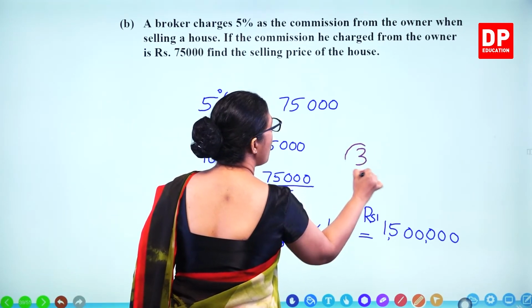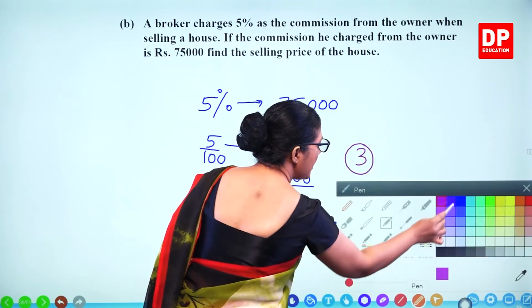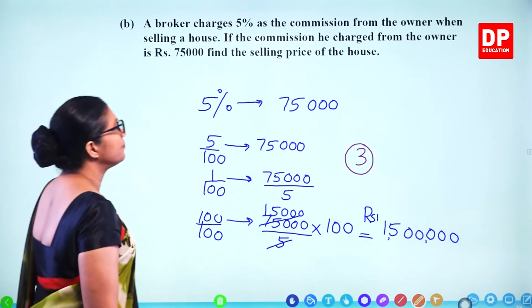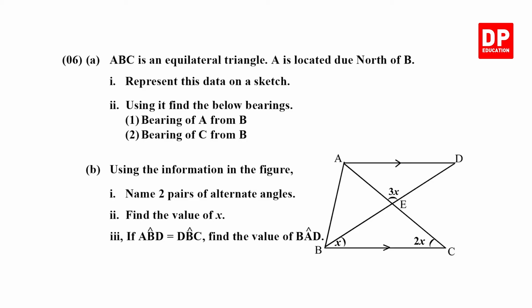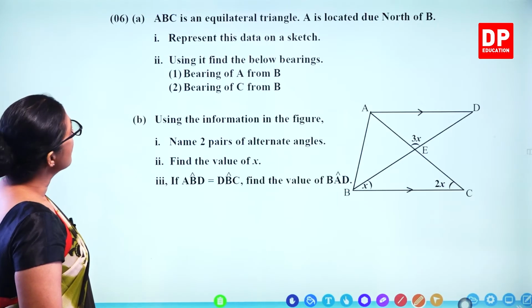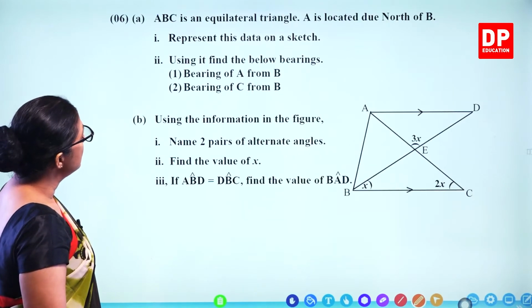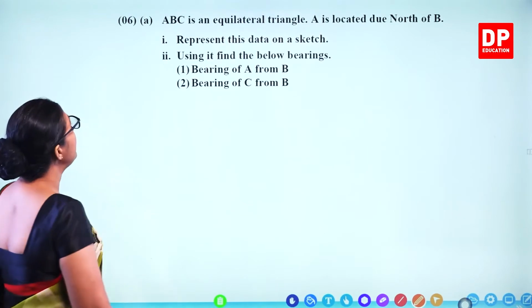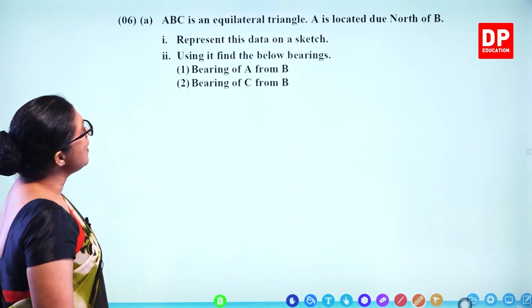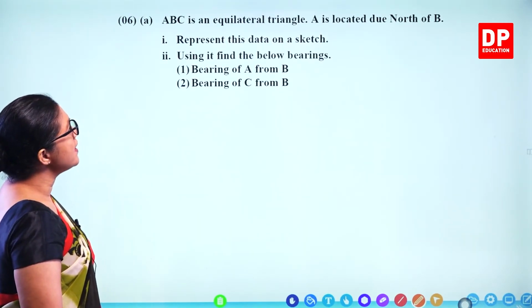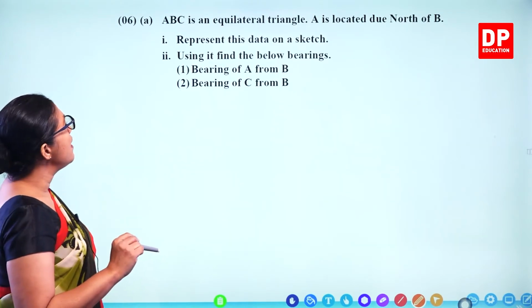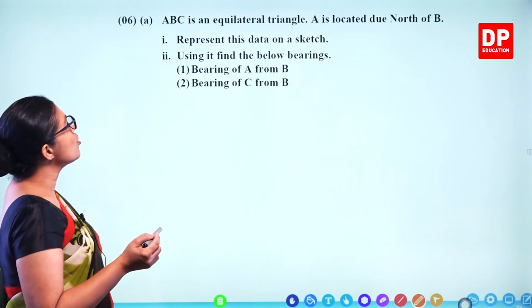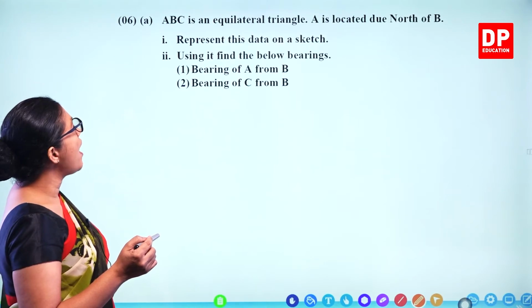3 marks. So altogether 11, 8 and 3. Look at question number 6. Another geometry question. We'll do separately. ABC is an equilateral triangle. A is located due north of B. Represent this data on a sketch. Using it, find the below bearings.